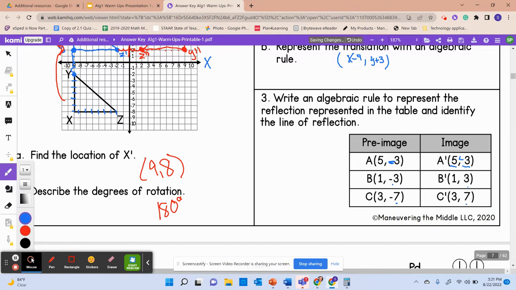So what that tells me is that the only thing that changed in the coordinate points was the sign of the y, and that is called a vertical reflection. The reason why it's vertical is because the y-axis goes up and down like this, and the y-axis is actually vertical. All right.